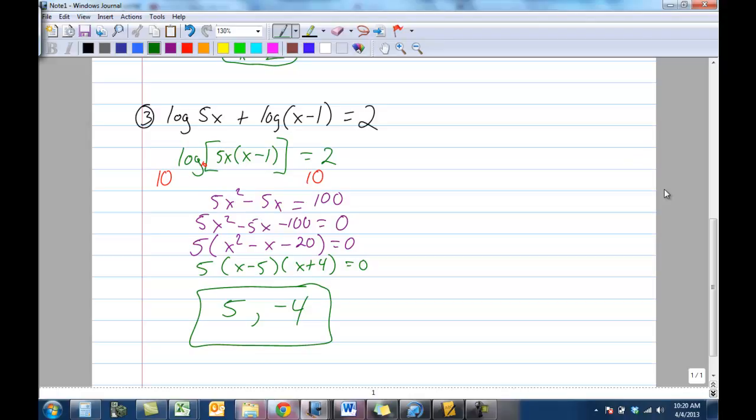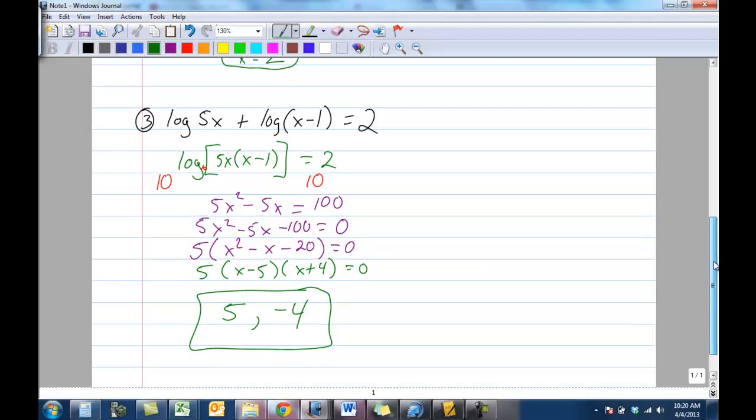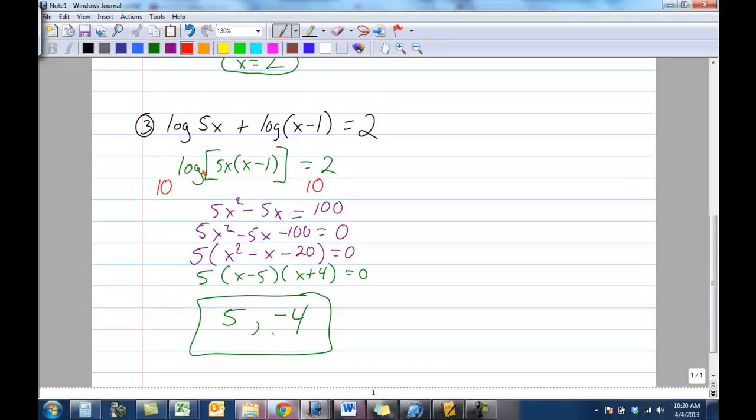Right? But here's the thing. Let's go back and check our answer. If we go back and check our answer, 5 times 5 is 25. 5 minus 1 is 4, so you could put that in: log of 25 plus the log of 4, and I think you'll find that it's 2. If you want to go ahead and check it, go ahead.